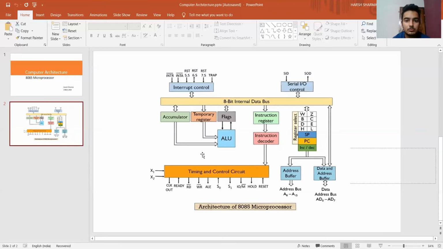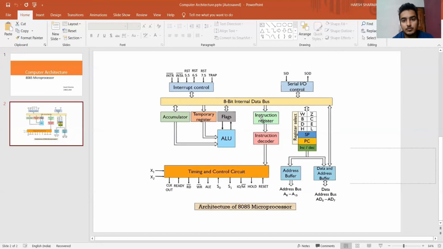If any interrupt happens in the microprocessor, it is handled by the interrupt controller. Interrupt control works on two techniques, that is INTR and INTA. INTR stands for interrupt request, INTA stands for interrupt acknowledgement. We will discuss these two pins in the pin diagram of the 8085 microprocessor.